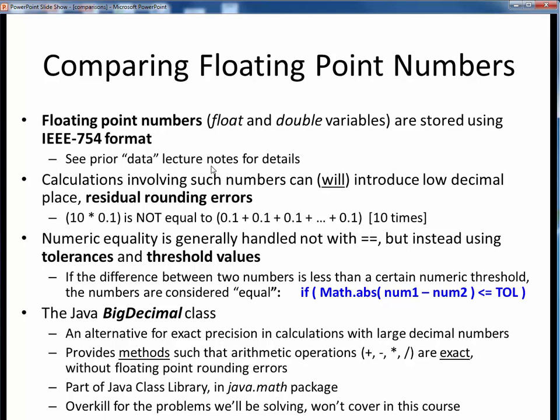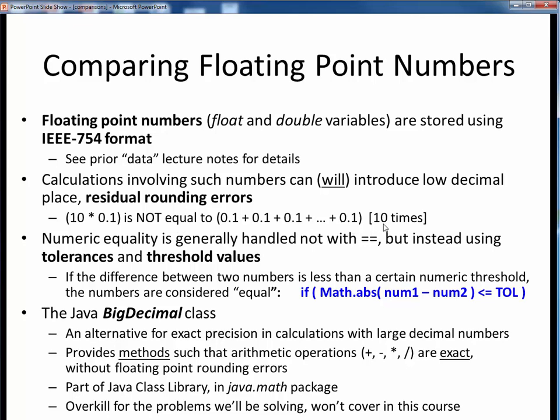The important point now is that any calculations involving floating point numbers can, and generally will, introduce rounding errors in the very low decimal places. It's extremely unlikely that two such floating point numbers will be bit for bit identical in all 32 or 64 bit places. For example, the simple example we'll examine will show that multiplying 10 times 0.1 is programmatically not equal to adding 0.1 to itself 10 times.